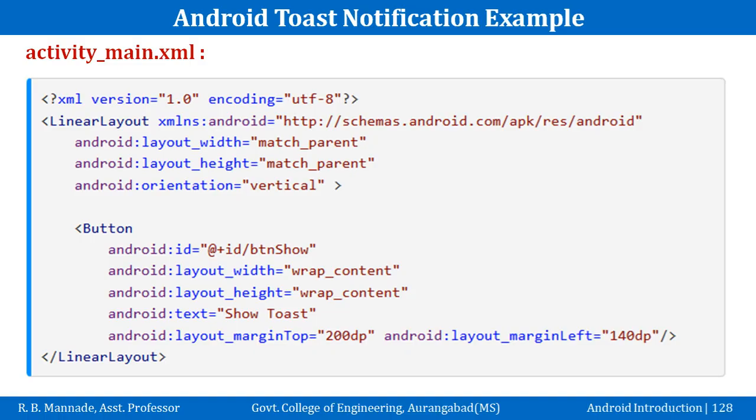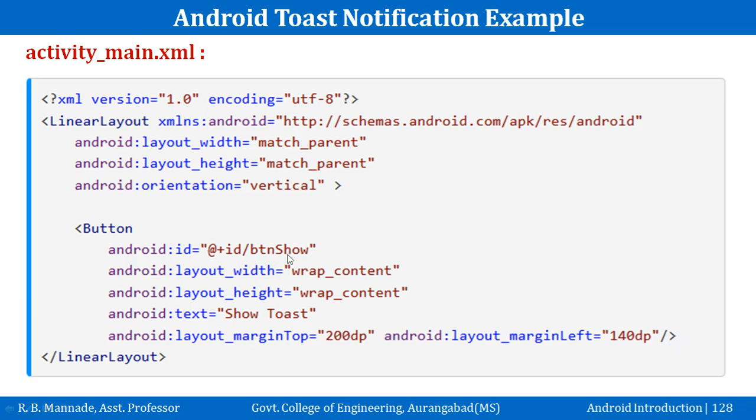Now we will see one example of the Android toast. So this is the code for activity_main.xml, and here it is a very simple layout. There is a linear layout whose orientation is vertical. It means controls will be placed vertically one below another, and there is only one single control, that is called the button. This is the starting tag and this is the ending tag of the button tag.